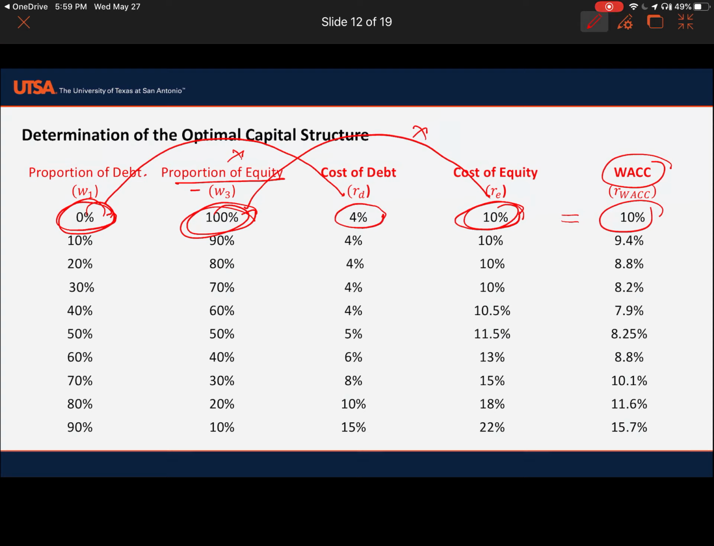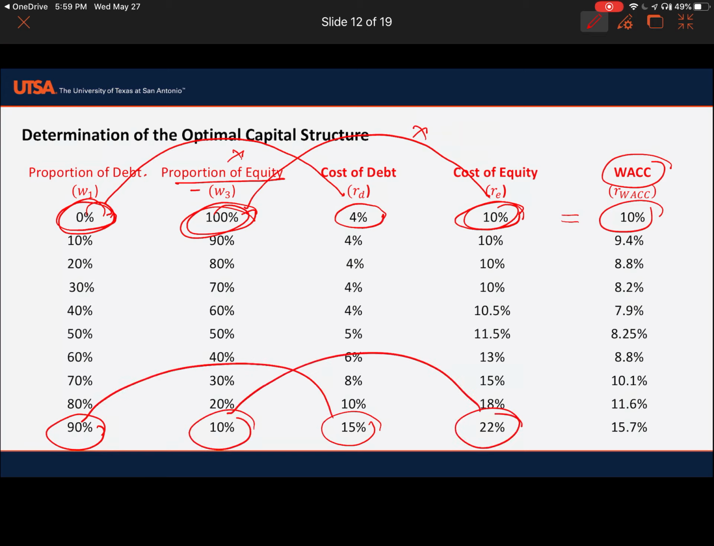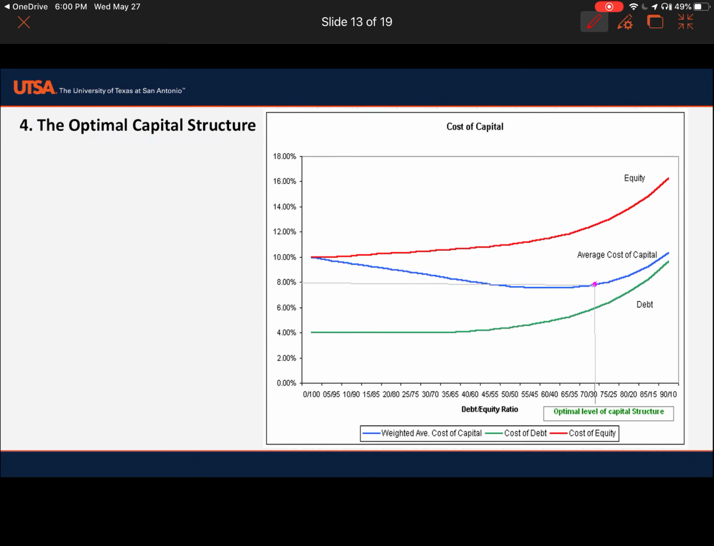Same again, let's say 90%, 15%, 10%, 20%. Just do the two multiplications, and we sum the two multiplied values, and we find 15.7%. So what is the optimal capital structure?